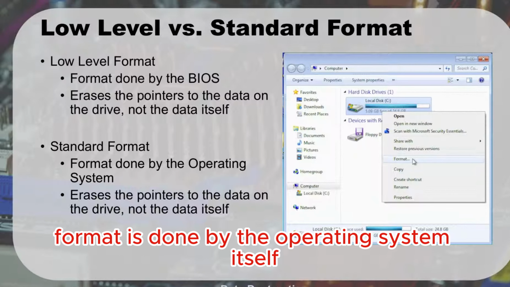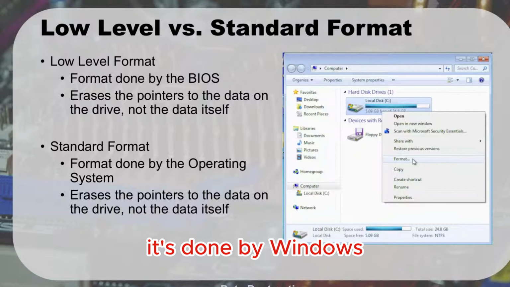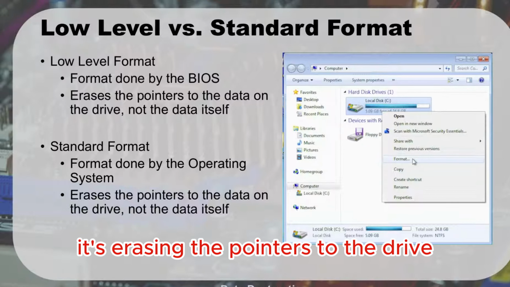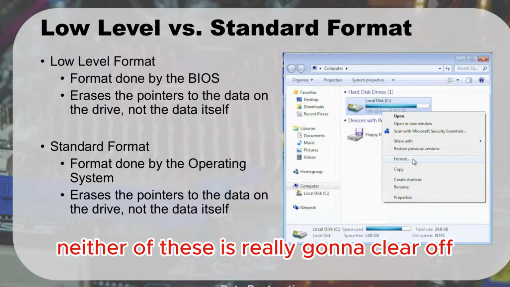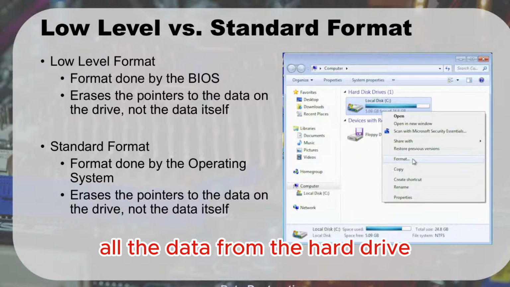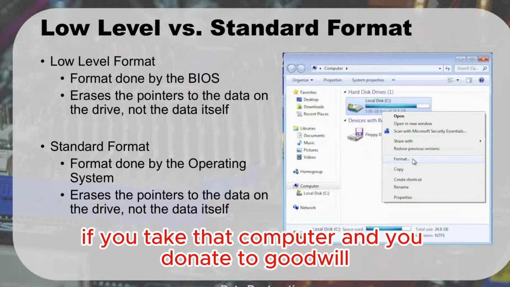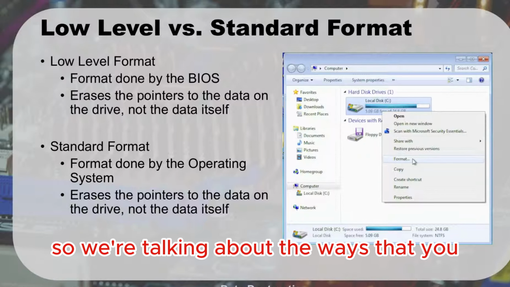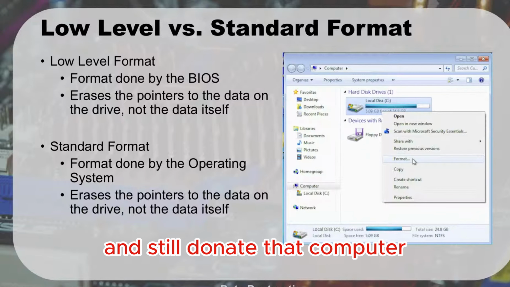A standard format is done by the operating system itself. It's done by Windows. It essentially does the same thing. It's erasing the pointers to the drive, not the data itself. So neither of these is really going to clear off all the data from the hard drive. If you take that computer and donate it to Goodwill, somebody can still get your data back. So we're going to talk about the ways that you can actually prevent that and still donate that computer.